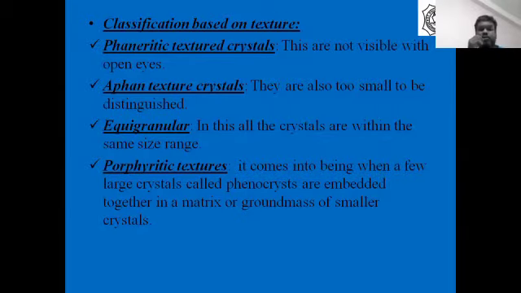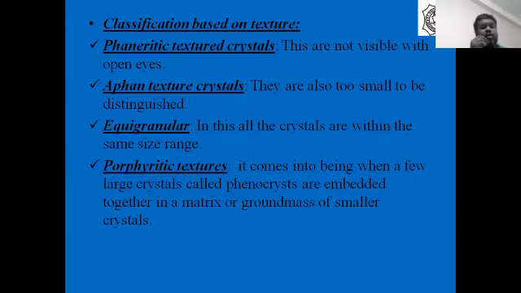Porphyritic textures. These textures come into being when a few large crystals called phenocrysts are embedded together in a matrix of groundmass of smaller crystals. Now, how are these porphyritic textures formed? They are formed when large crystals called phenocrysts are embedded together. Meaning, when the large crystals called phenocrysts are joined together, then these porphyritic textures are formed.